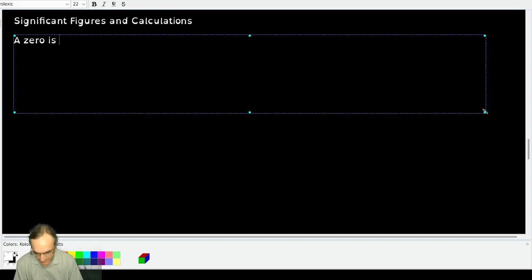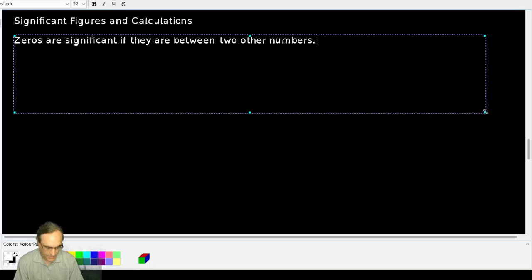Zeros are the only thing that really could possibly be not significant. So let's just focus on the zeros. Well, let's start with when they are. Zeros are significant if they are between two other numbers that are non-zero.